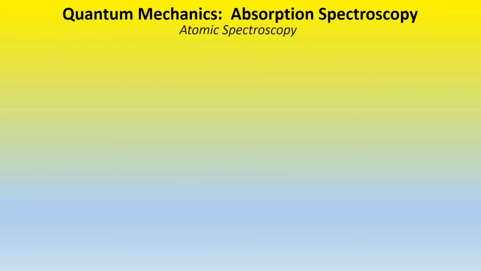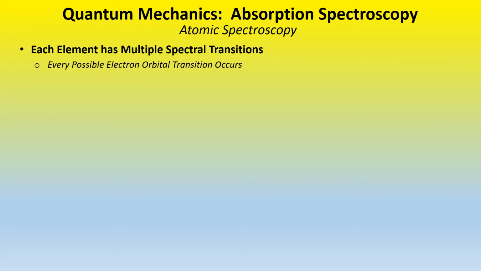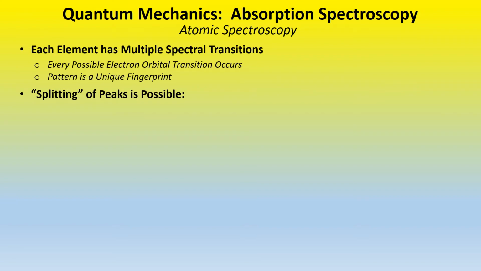Looking further into atomic spectroscopy. Each element has multiple spectral transitions. At high energy, every possible electron orbital transition occurs. Therefore, the pattern obtained is a unique fingerprint. Additionally, splitting of peaks is possible due to what is known as spin-orbit coupling.